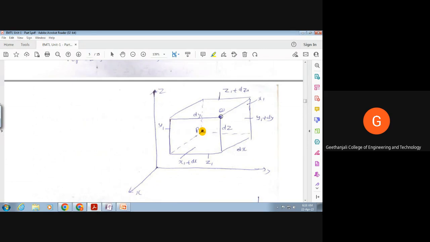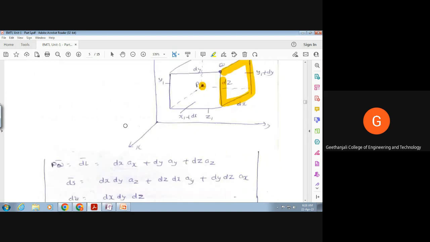Similarly, if you look at point Q, the front surface is passing, which is lying in the yz plane. So what is the x coordinate? That means x must be constant. What is the x coordinate of Q? x1 plus dx is constant. Similarly, the right hand surface, which lies in the xz plane, y must be constant. What is the y coordinate of point Q? y1 plus dy. Similarly, the top surface, which lies in the xy plane, z must be constant, so it has to be z1 plus dz. So this is another way of identifying the surfaces.